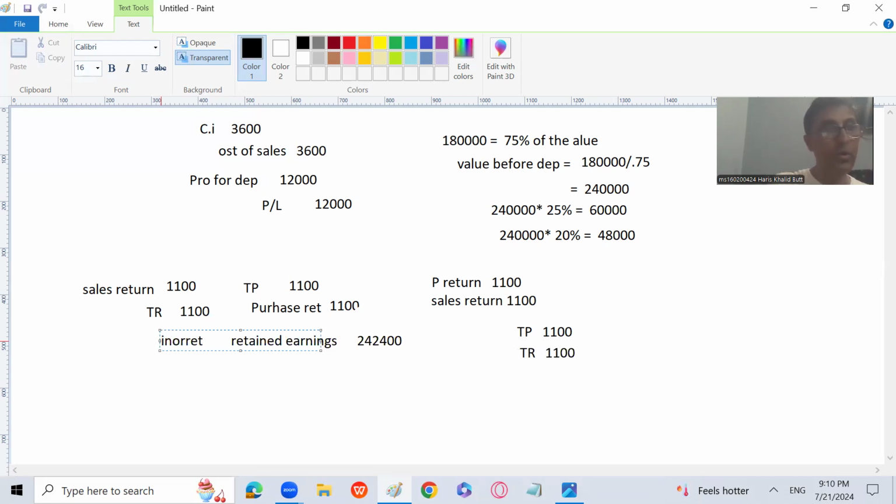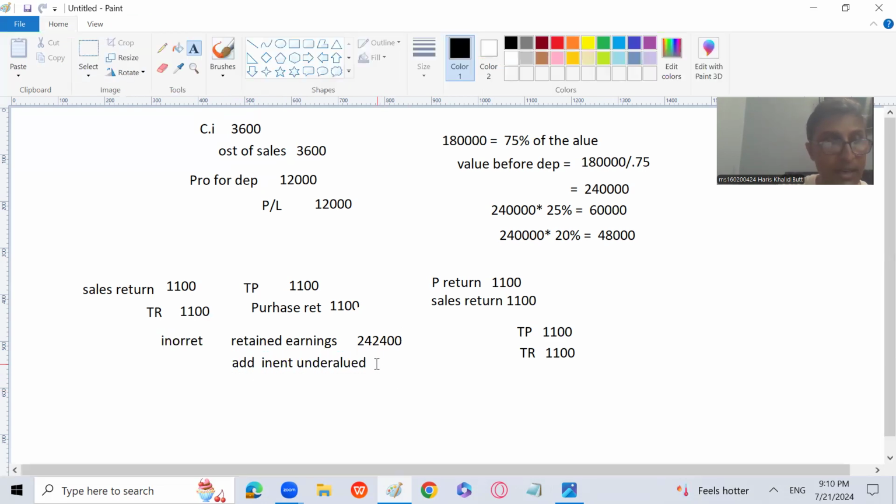Now, what I'm going to do is see in which entry any account regarding the income statement or statement of profit and loss is written. So in the first entry, the cost of sales is credited. When an income or expense account is credited, it will increase profit. So on this retained earnings, I will add the closing inventory undervalue. Inventory undervalue will be added. The amount is 3,600.